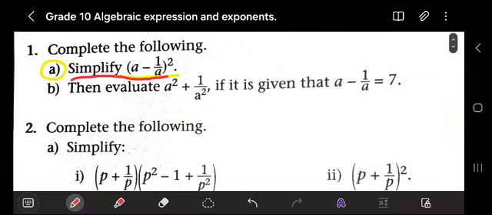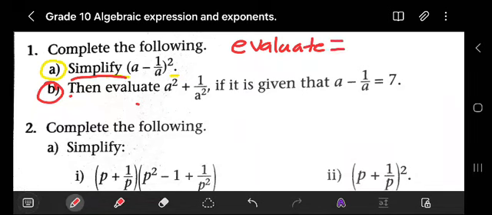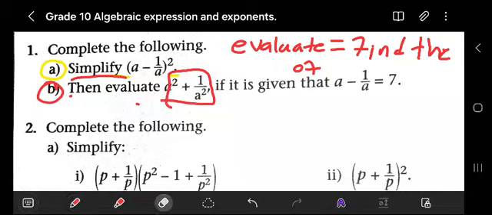So B then says evaluate. Evaluate means find the value of. This word means find the value of when they say evaluate. When you are evaluating, the word evaluate stands for find the value of. That is the meaning of evaluate, right?